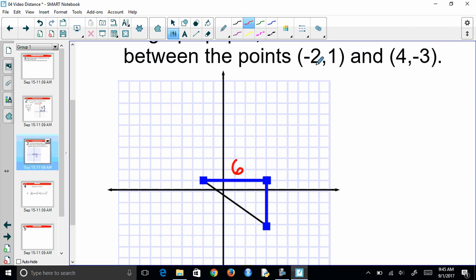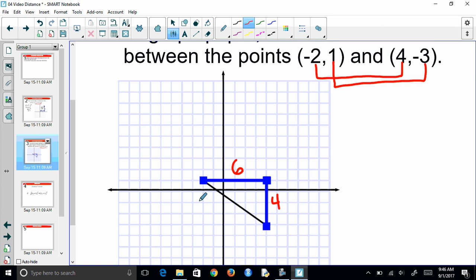And notice if I take the distance between negative 2 and 4, 4 minus negative 2 is 6, or negative 2 minus 4 is negative 6, but that distance would be 6. Now if I want to go from negative 3 to 1, what's the distance between negative 3 and 1? That's 4. Or here you can count 1, 2, 3, 4.